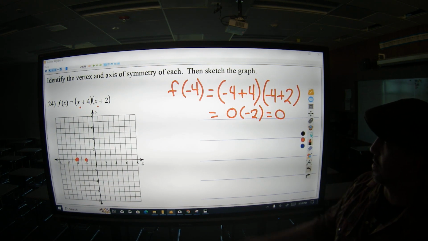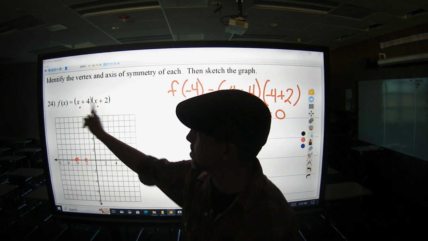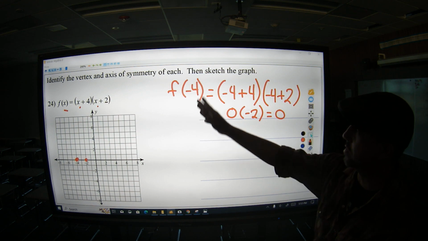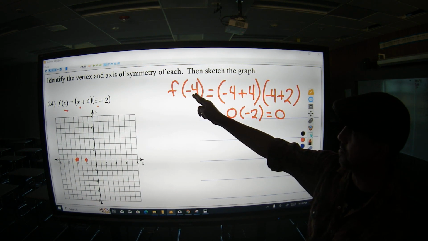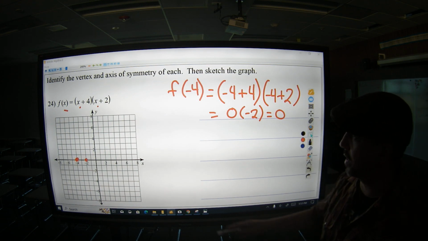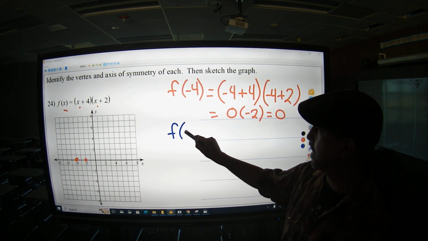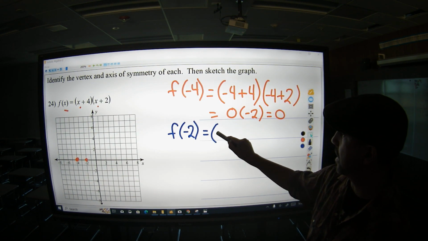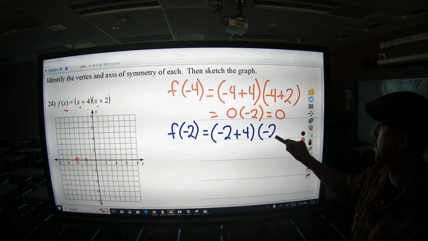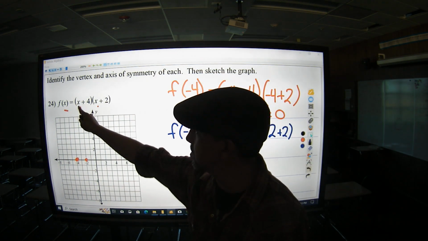So this is what tells me that if the x coordinate is negative 4, then the y coordinate is 0. If it's going to be on the graph, it has to obey this rule that we've set, right? That's what a function is. It's a rule that basically gives our inputs, our x values, one y value that we get when we output it. So consider what would happen if we did f of negative 2, just like we have here. Well, if I did f of negative 2, then that tells me that I have to do negative 2 plus 4 instead of negative 4 plus 4. And then I'd have negative 2 plus 2 instead of negative 4 plus 2, right? Because now I'm just changing in my negative 2 for these two x values.